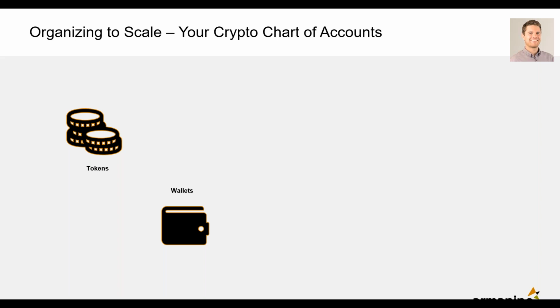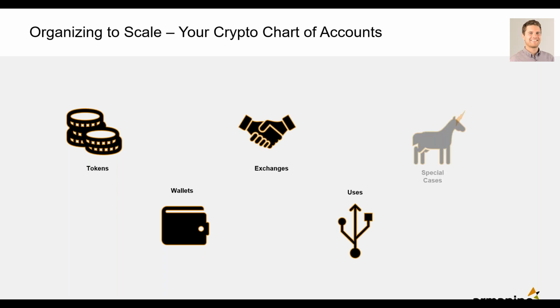And then you have a bunch of different exchanges that you might use as your fiat on-ramps. And you might have different use cases for different currencies. And then you have special cases. You might have non-fungible tokens. You might have jointly owned wallets, which we've come across before, which is pretty interesting.